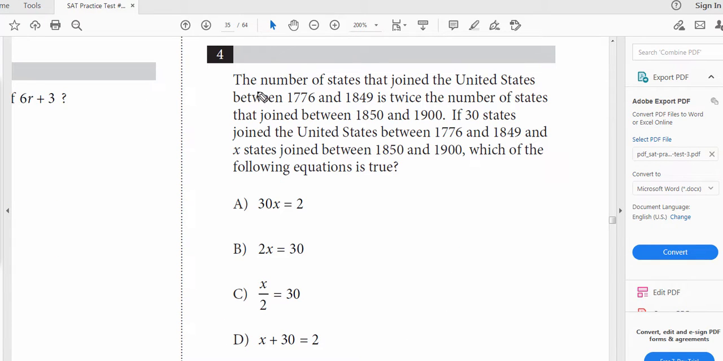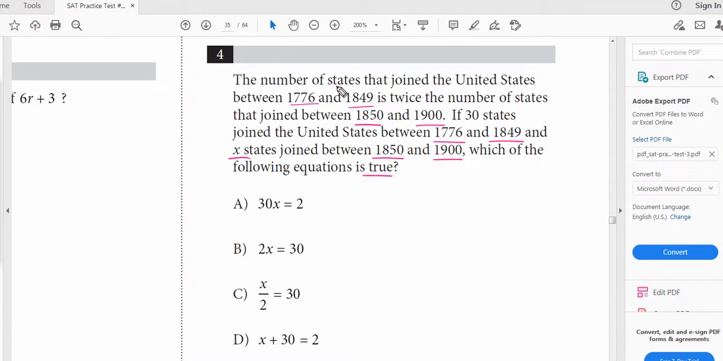Alright, so let's see question number 4. It says the number of states that joined the United States between 1776 and 1849 is twice the number of states that joined between 1850 and 1900. If 30 states joined the United States between 1776 and 1849 and X states joined between 1850 and 1900, which of the following equations is true?